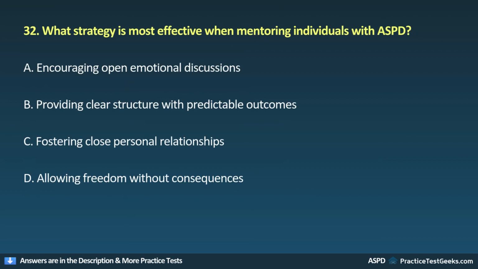32. What strategy is most effective when mentoring individuals with ASPD? A. Encouraging open emotional discussions. B. Providing clear structure with predictable outcomes. C. Fostering close personal relationships. D. Allowing freedom without consequences.